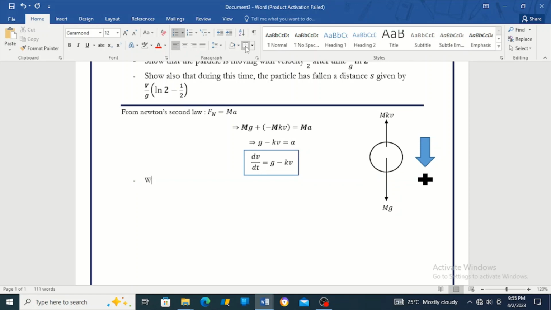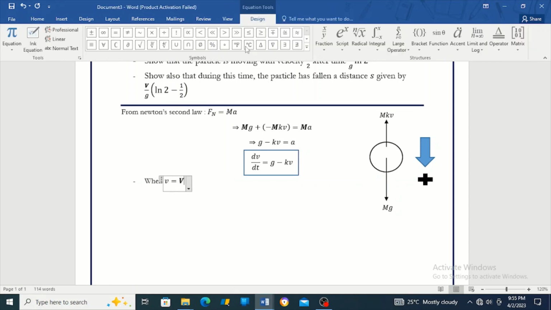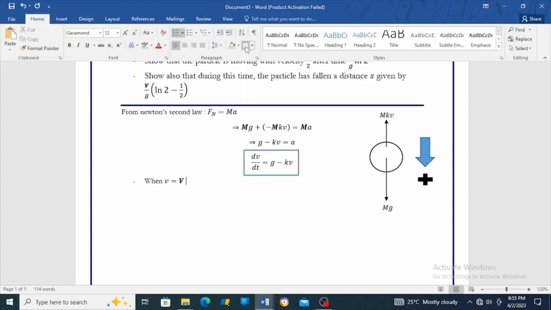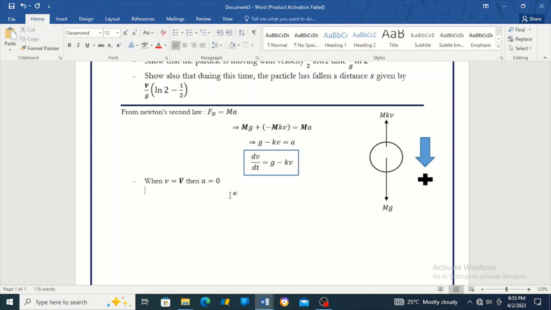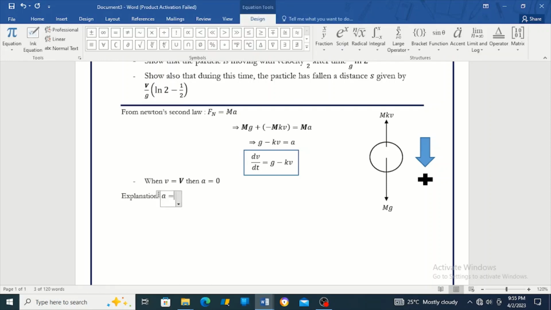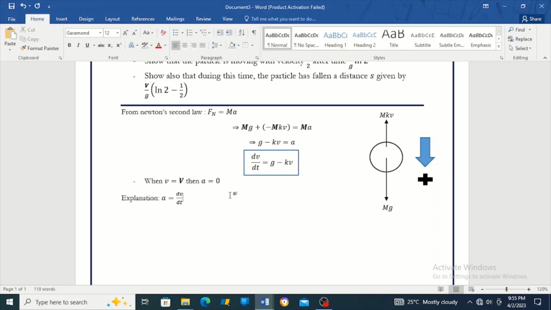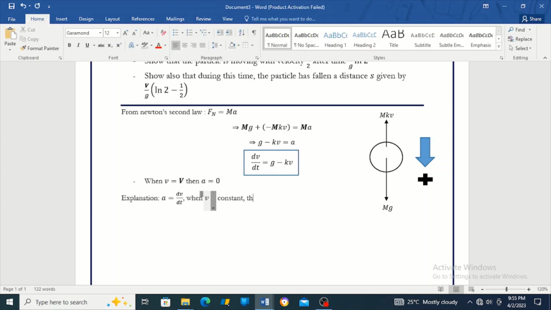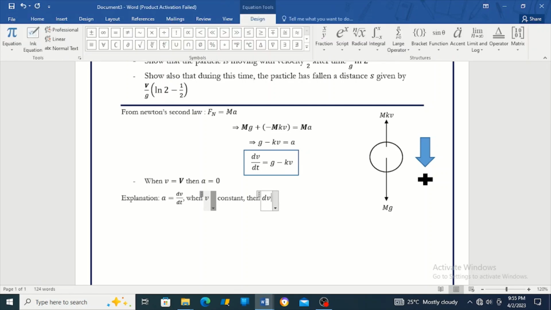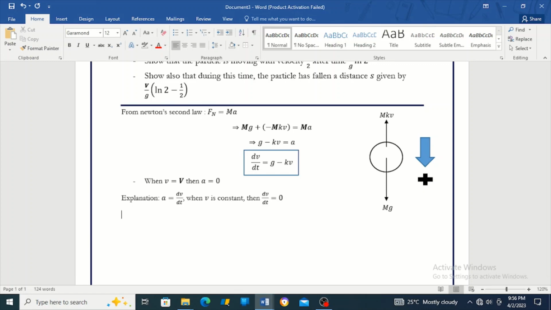So when our v is equal to capital V, then what happens? Our acceleration is equal to 0 because the velocity is constant. But why is it so? Let me give a little explanation. We know that the acceleration of a particle is simply dv by dt. But when v is constant, dv by dt is simply 0 because we are differentiating a constant. So when it arrives at a constant value capital V, then the acceleration is 0. So that's a little explanation.